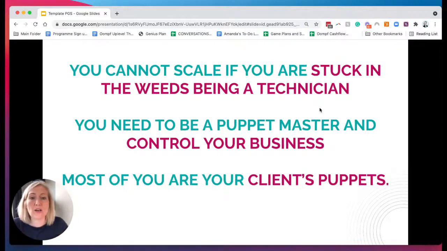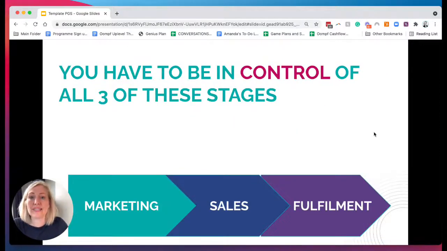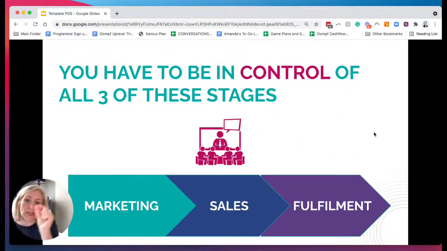So what does that look like? Well, if you think about it, you have to be in control of all three of these stages, which means that you need to control the marketing, you need to control the sales, and you need to control the fulfillment.